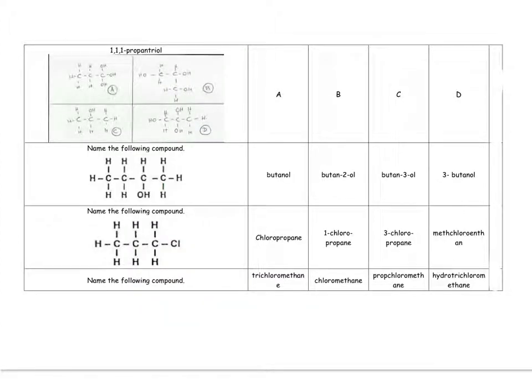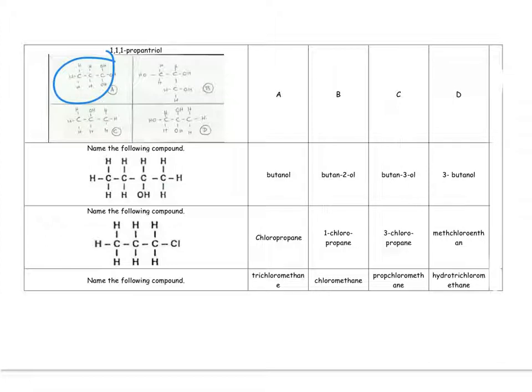1,1,1 propanetriol means that I am going to take a look at having a prop chain, but all of the hydroxide or the OH groups need to be on 1 carbon, on number 1. So A is going to be my correct answer.